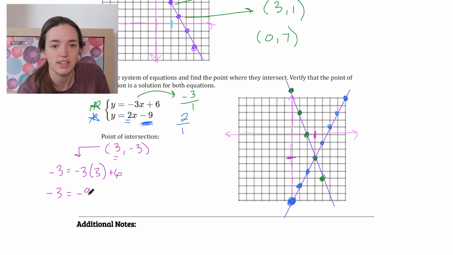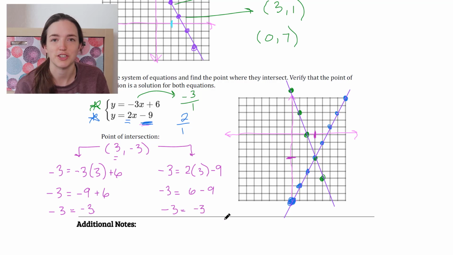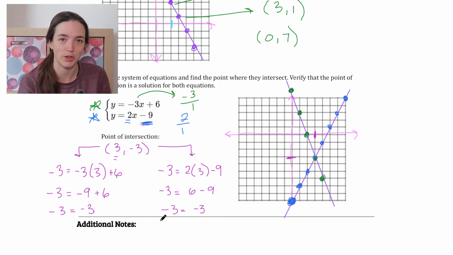This is negative 9 plus 6. Yes. Okay, cool. So it worked in the first equation. Now I'm going to plug it into the second one. Negative 3 equals 2 times 3. Yeah. Perfect. Okay, that's how you can make sure that your point of intersection is actually the solution for both equations. You just plug it into both equations and you should end up with something true, like 10 equals 10, or 1 equals 1, or 0 equals 0, or something like that.